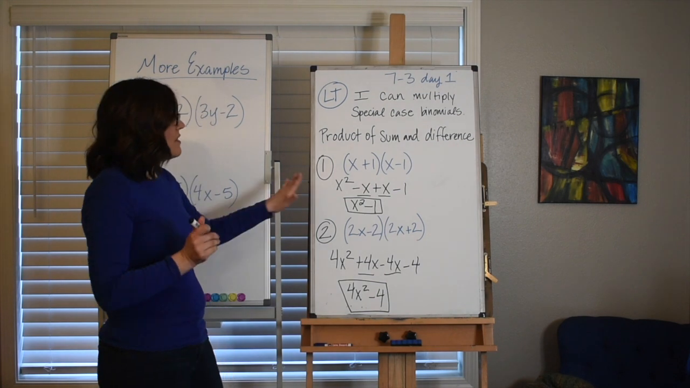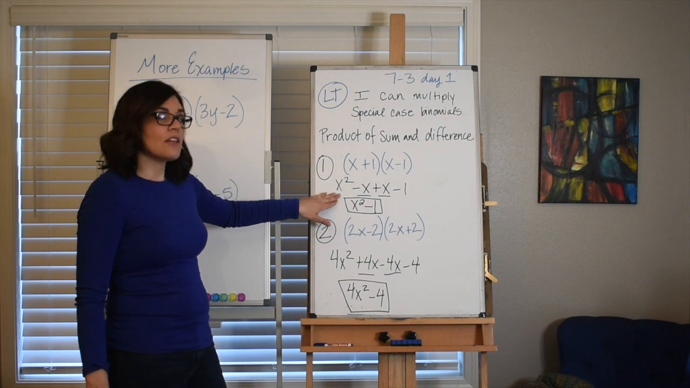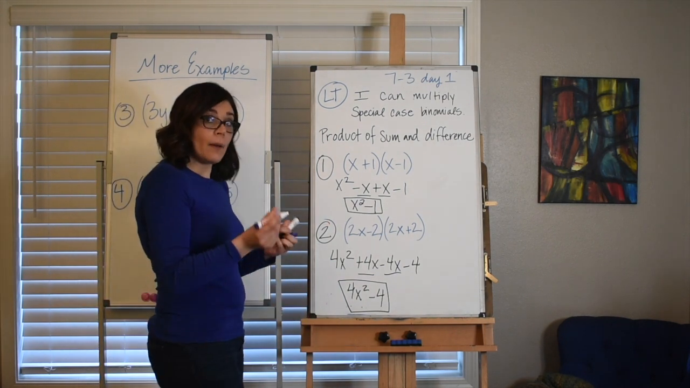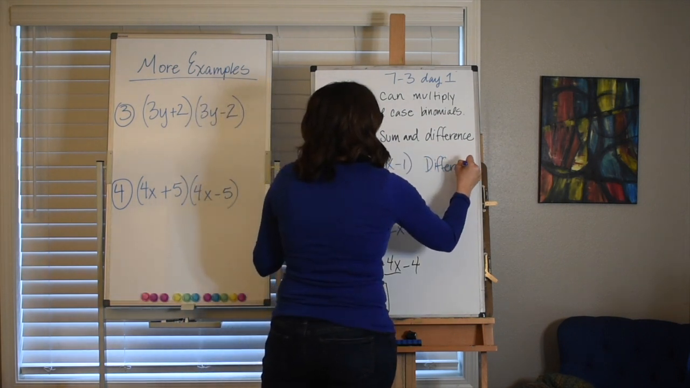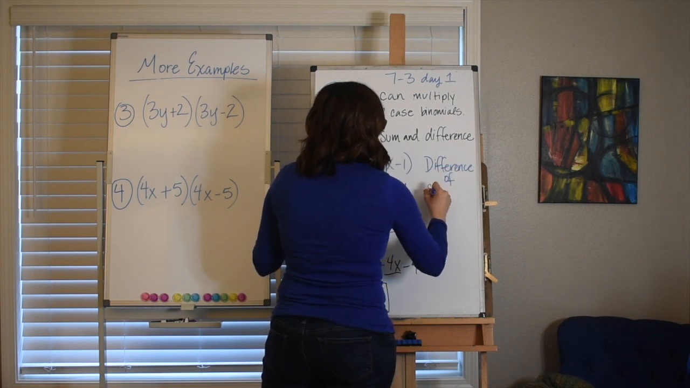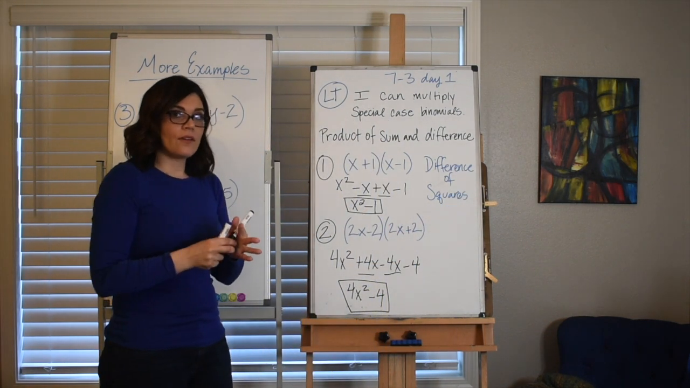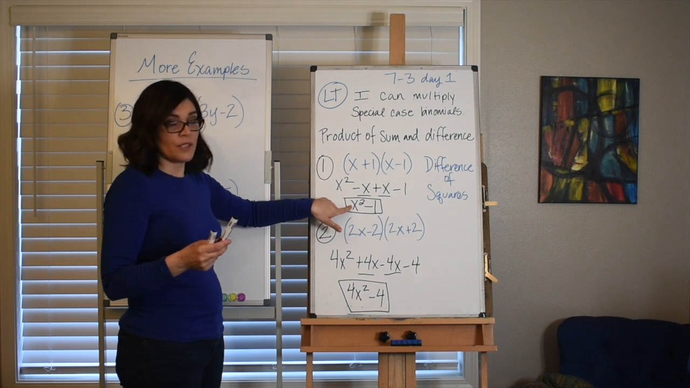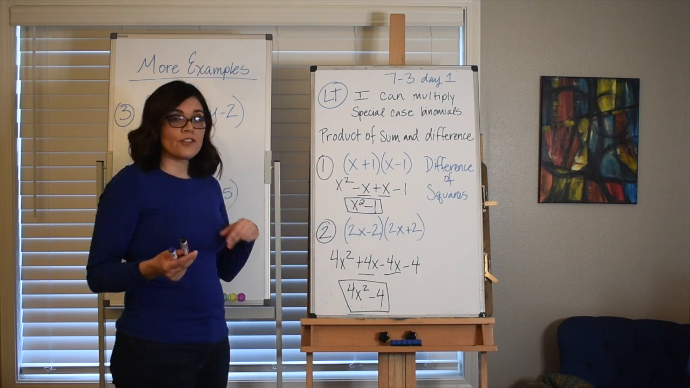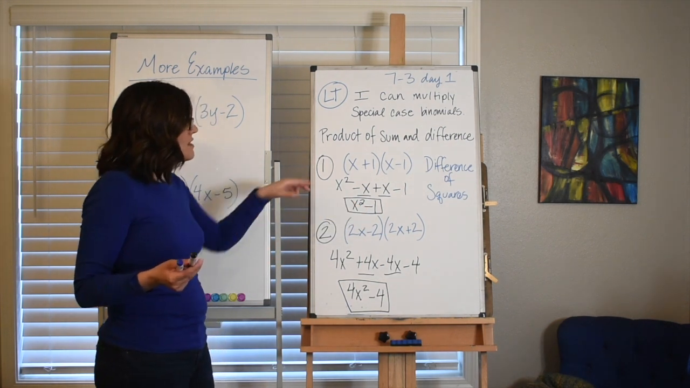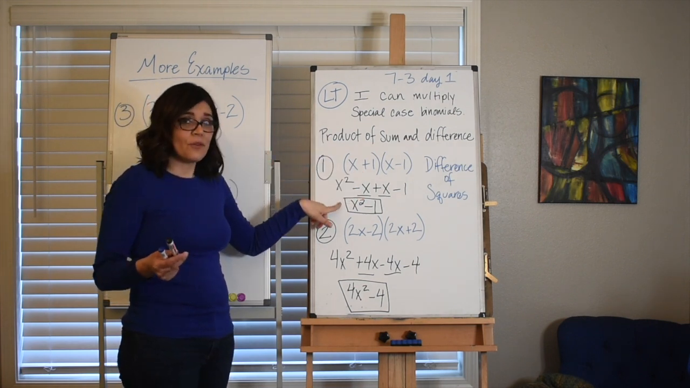What you'll notice here is that with this type of special case binomial, my answer is always going to be a difference of squares, which was a vocabulary term you should have put down in your notes. Difference of squares. The reason they're called that is, look at my first term. That's a perfect square. Look at my last term. That's also a perfect square. And there's a subtraction sign in the middle. When you notice that you are working with the product of a sum and a difference that follows this pattern, you can jump straight to the final answer.